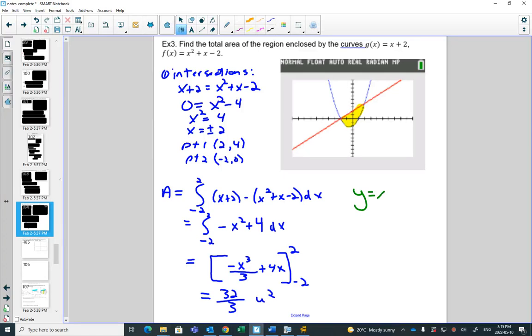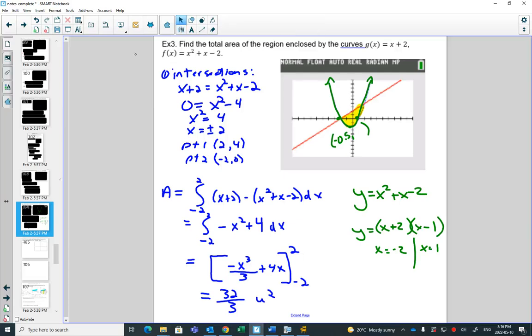Graphing y equals x squared plus x minus 2, I would probably find my x-intercepts. x plus 2, x minus 1, so x equals -2, x equals 1, and then draw a parabola going up through them. If you wanted to find the exact vertex, it would be halfway in between, so -0.5 comma something. And you could plug in that -0.5 and actually calculate it if you wanted to find the actual vertex. So that's probably what I would use to graph that parabola in that case.